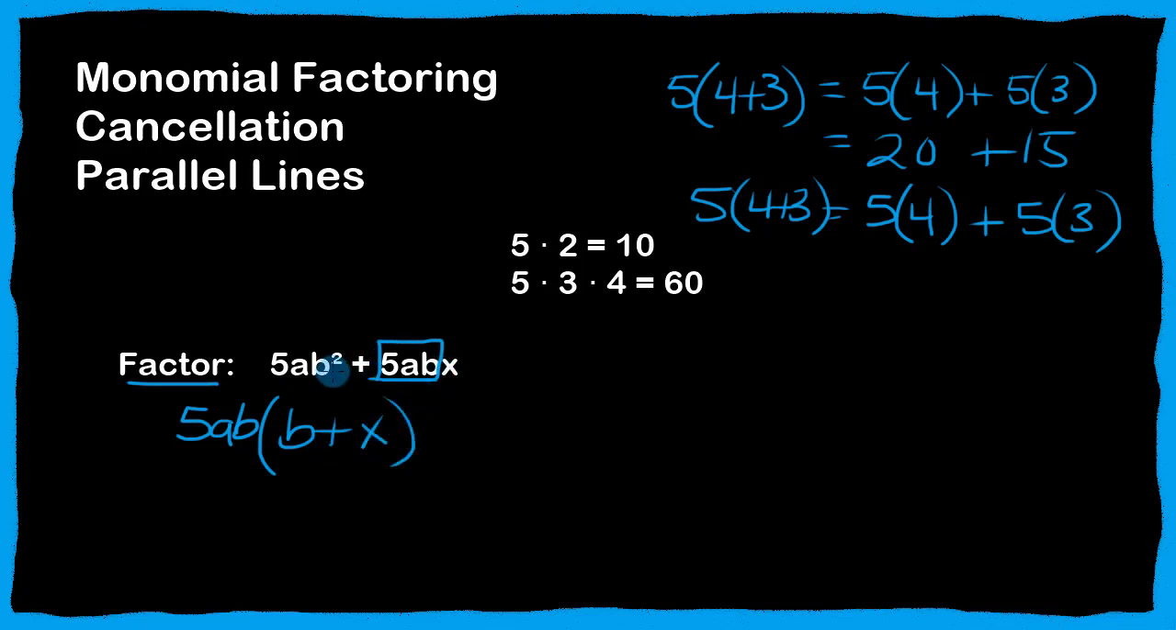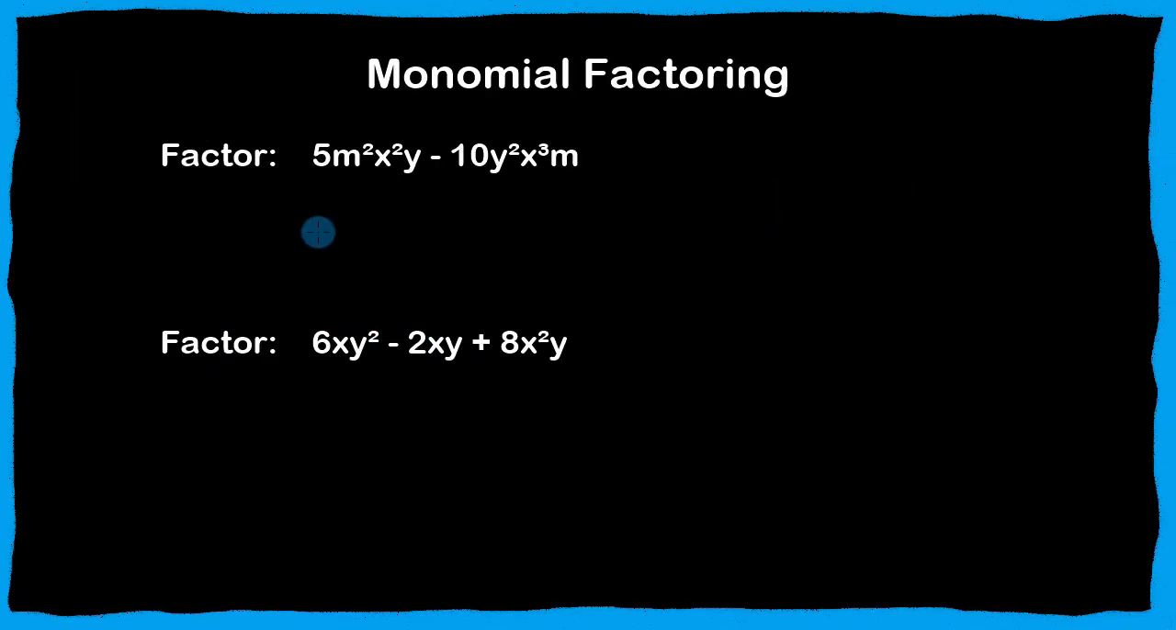And so here's how you factor this expression, 5 times a times b times opening parentheses b plus x closing parentheses. And again, if you distributed this back out into expanded form, 5ab times b plus 5ab times x, you'd end up back at your original expression. So let's practice factoring these two expressions here.